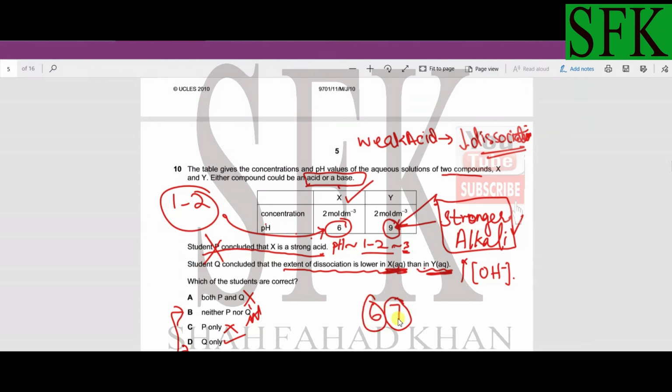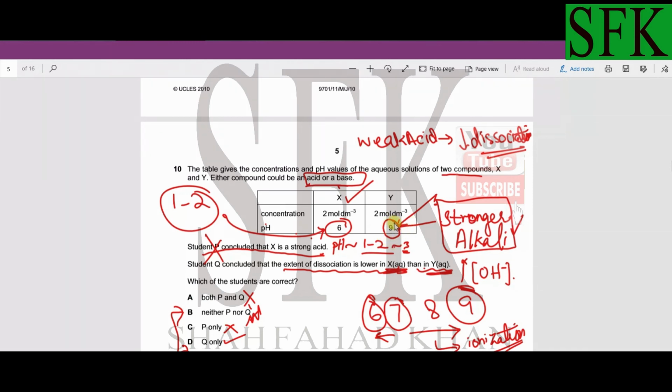This 6 is close to 7, showing that the dissociation is low, and this 9 is further away from 7 as compared to 6. The difference between 7 and 9 is greater than the difference between 7 and 6. This indicates that the ionization of this alkali is greater. If the ionization of this alkali is greater, that's why it has given a stronger alkaline pH. Because the keyword over here is that we just need to compare the differences. If the difference is greater, this means that yes, this has a greater dissociation.